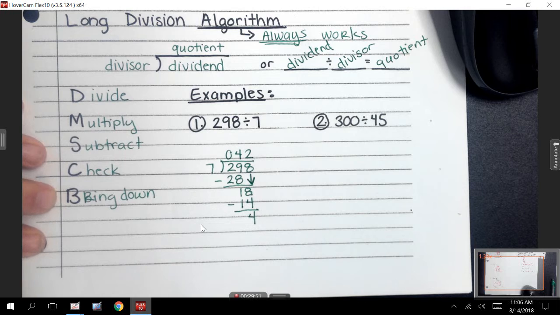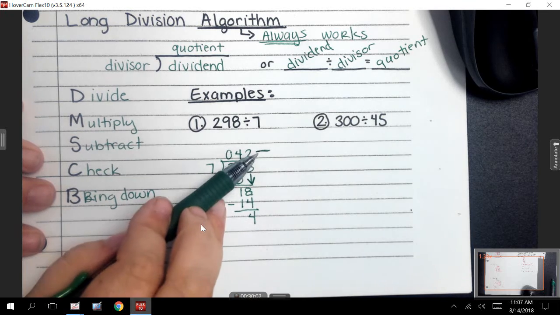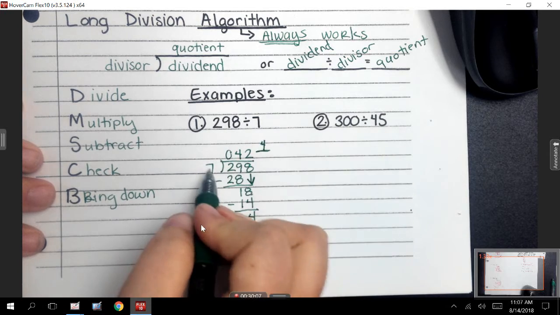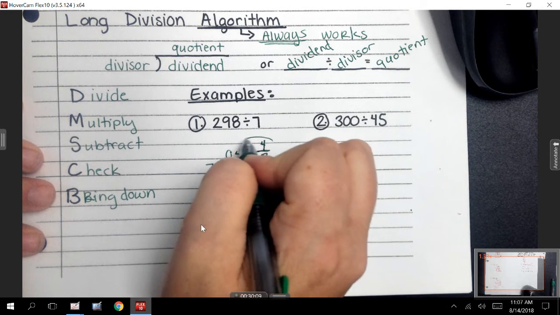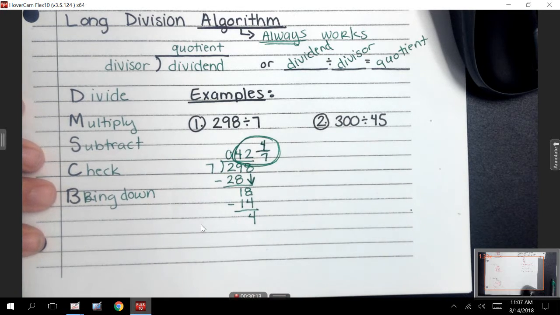What am I going to do with that 4, Kelsey? Ooh, I like what she said. We're not going to put an R for remainder anymore. We're going to make it a fraction. So there's my fraction bar. That 4 is going to go on top, 7 is going to go on the bottom. So my answer, and look, when I circle it, I'm not circling the 0. It's 42 and 4 sevenths. 4 sevenths is a nice fraction because can it get any smaller? No, it's where it is.